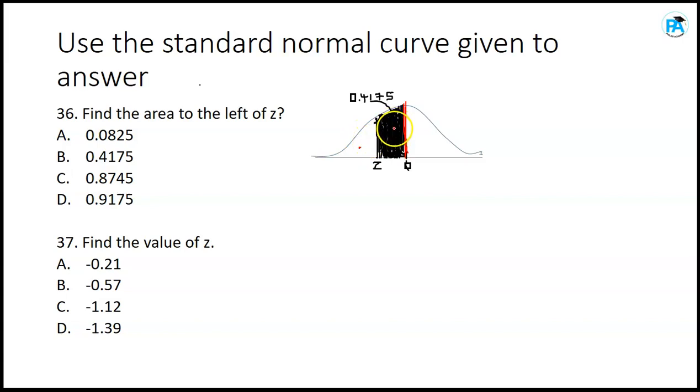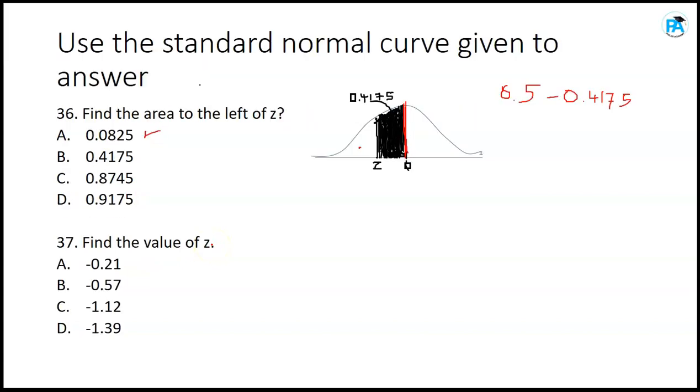To get this blank space, since this place is already known to be 0.4175, just say 0.5 minus 0.4175. Are you with me? Is that clear? Half of the curve is 0.5, so if from here to here is already 0.4175, then to get the rest, you do 0.5, which was the whole, minus this part. You get your answer to be 0.0825. Is that clear?